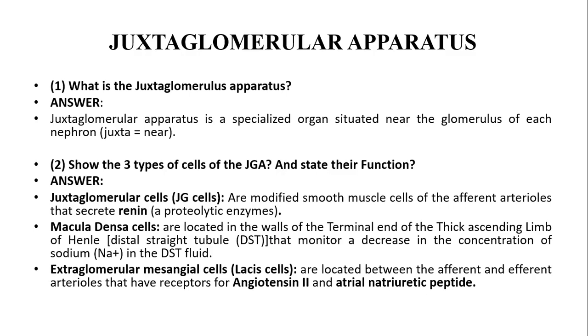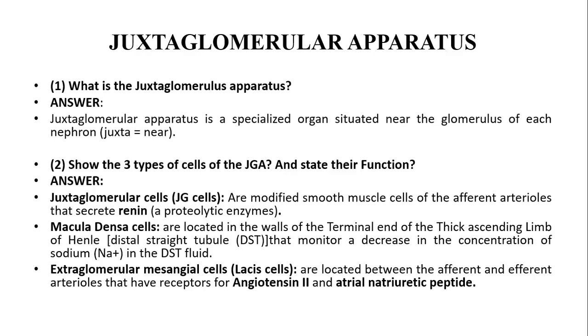The juxtaglomerular cells, or JG cells, are modified smooth muscle cells of the afferent arteriole that secrete renin, a proteolytic enzyme. Then there are the macula densa cells, located in the walls of the terminal end of the thick ascending limb of Henle, the distal straight tubule, that monitor a decrease in the concentration of sodium in the distal tubule.